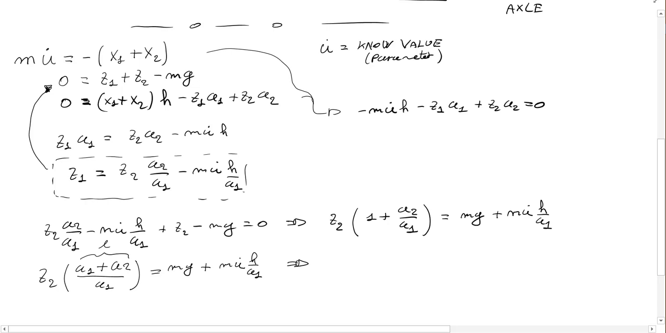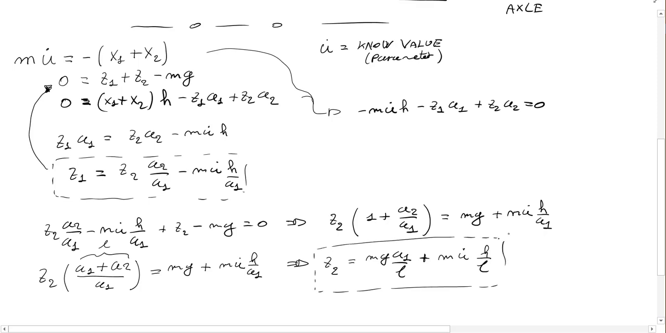So we have zeta 2 will be equal to mg a1 L, okay, plus mu dot H L. It will be what we now know, okay.